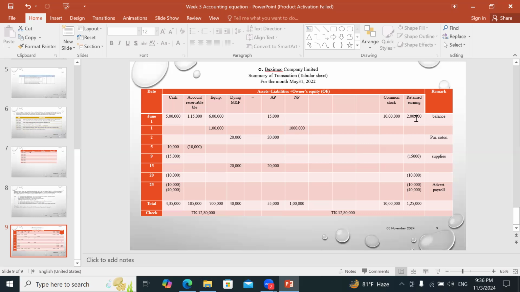Ultimately, finally it is given to the owner. Both are related to the owners. Capital is the ownership, the ownership equities.